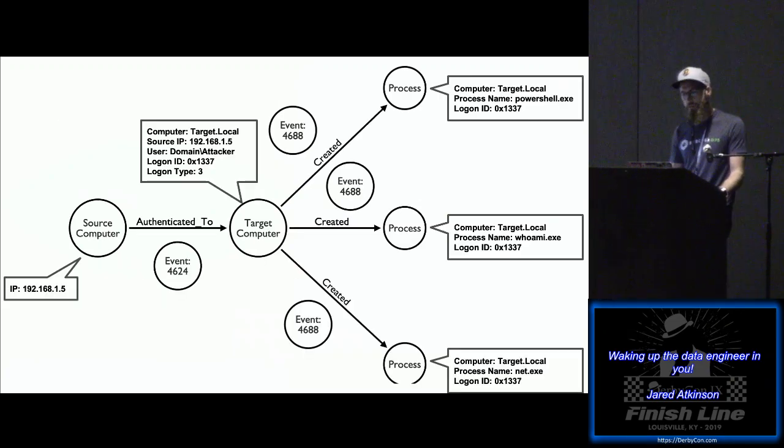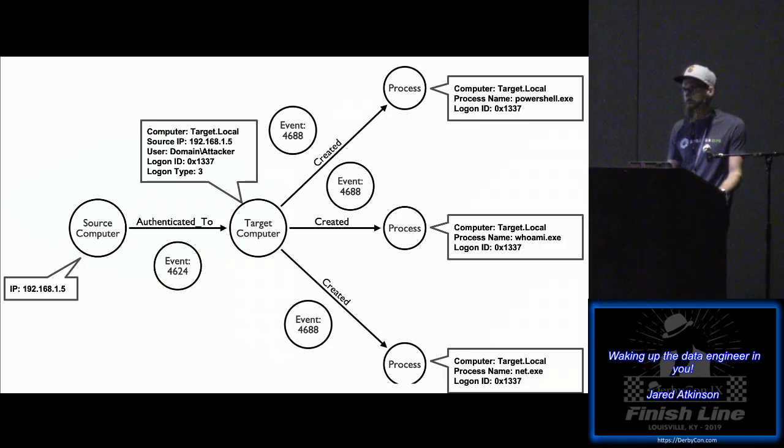Okay, and so what we end up with is trying to build out this greater model here, where we have a source computer that authenticates to a target computer, right? So we'll just say there's an IP address, 192.168.1.5. It connects to a system called target.local. Target.local, it's connecting as domain/attacker, so domain is just the domain name and attacker is the user name. And there's a logon ID of 1337, and a logon type of type 3, right? And so that's the extent of what I'm really gleaning from a 4624 event, right?